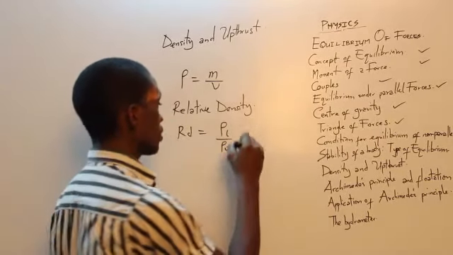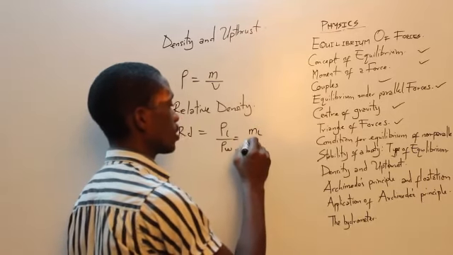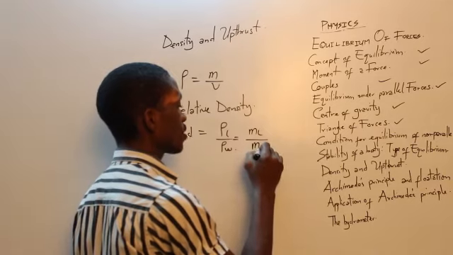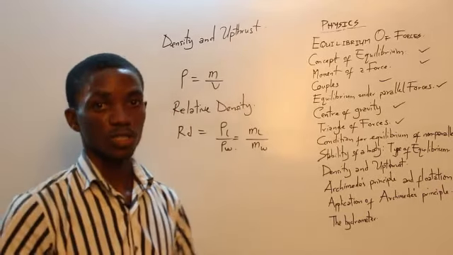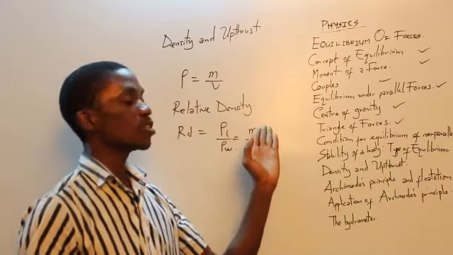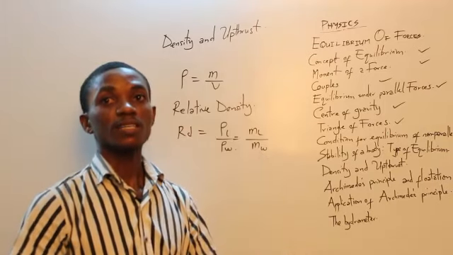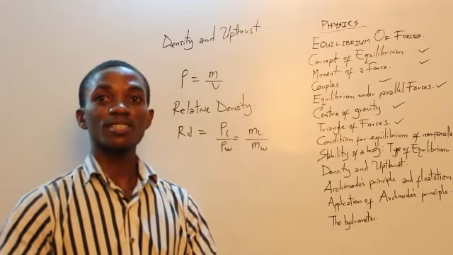And it can also be the mass of the fluid divided by the mass of an equal volume of water. So you can measure 25 liters of this fluid, and you can measure 25 liters of water, and then you check the mass of 25 liters of that fluid.